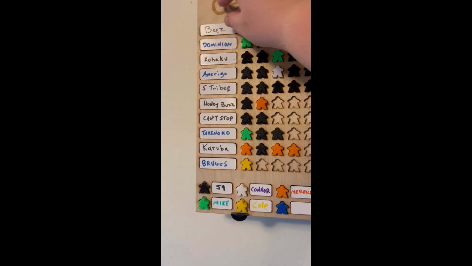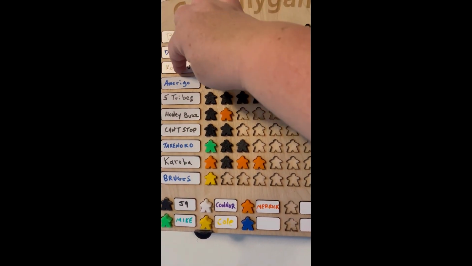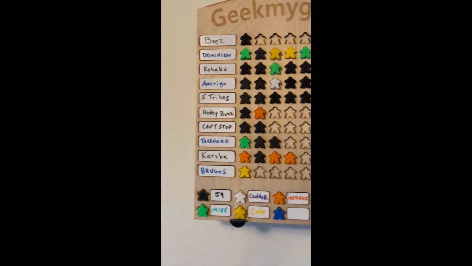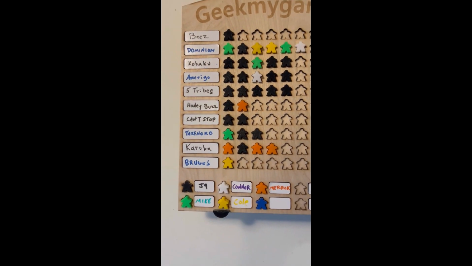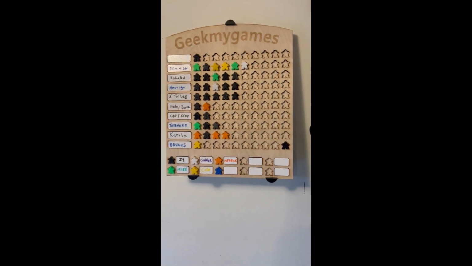These guys here are very easy to take out. You can see them moving even. They don't fall out though. That way I can clean them really well and change the name of the game at any time that I need to. And that's pretty much it.